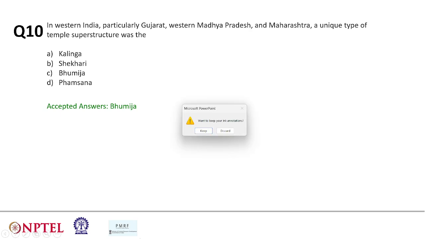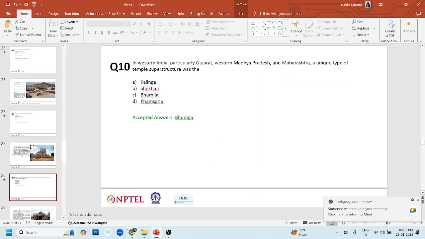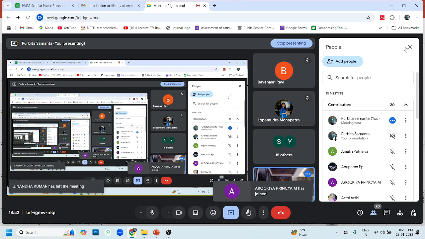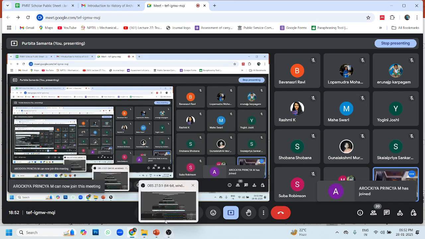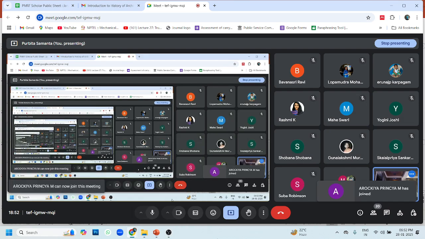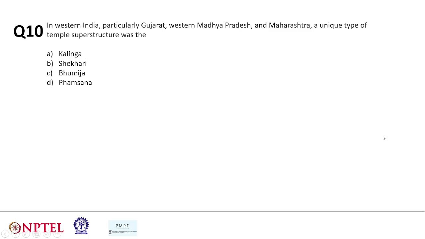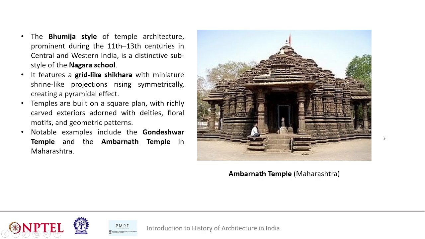Before I start, let me quickly discuss this Bhumija style. If you all remember the Latina style, the Latina style has several.